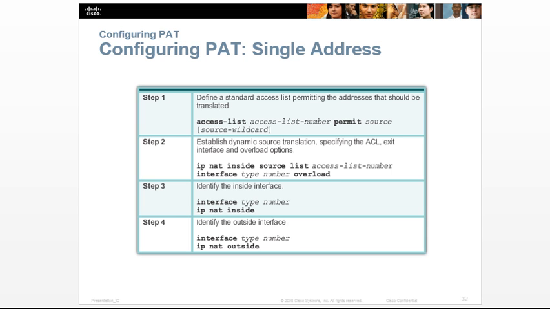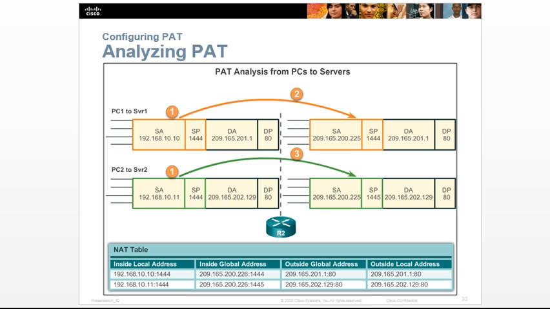So with a single address with PAT, you're going to define a standard access list. You're going to set up the dynamic source translation with the ACL, which we talked about. Then identify the inside and the outside. So here we've got an example of PAT showing from PCs to servers. Just an example of what ports are open. In this case, they're the same.